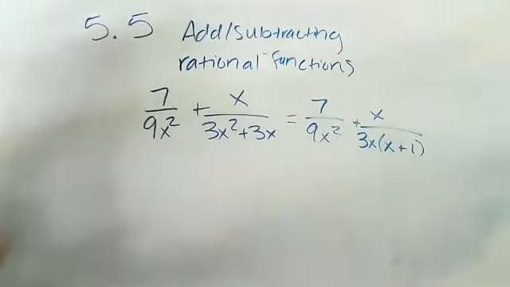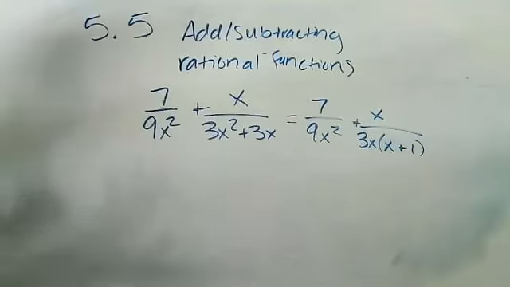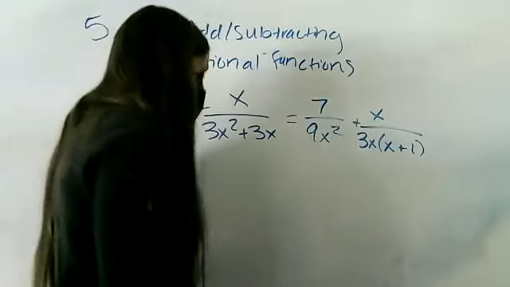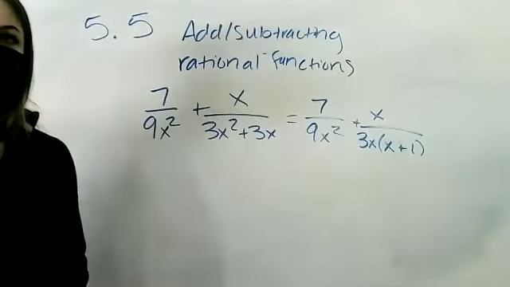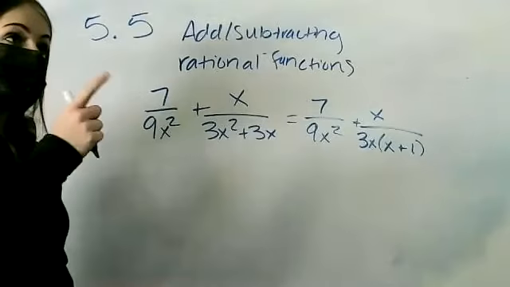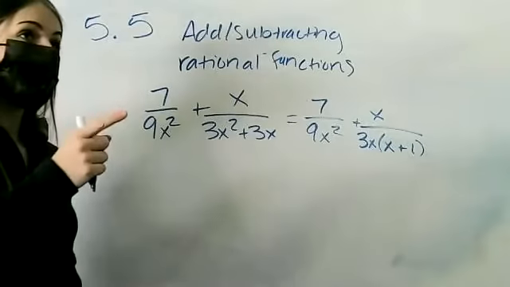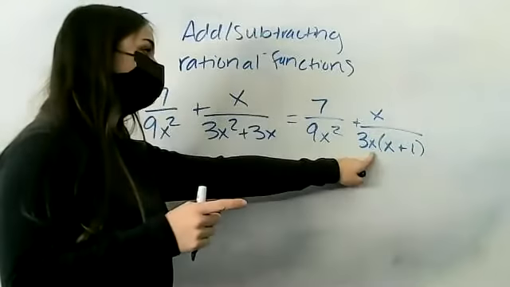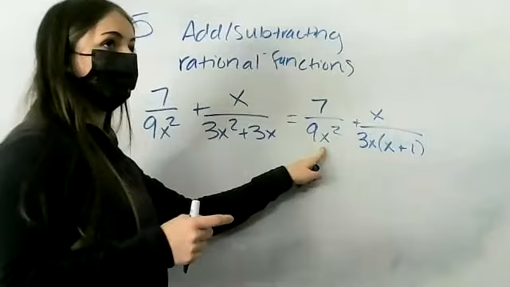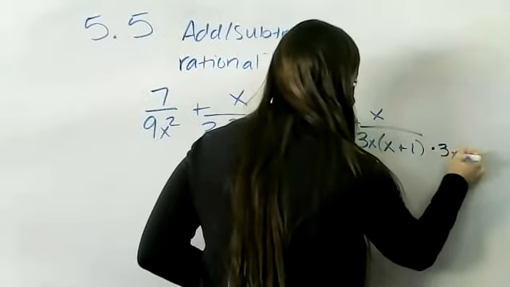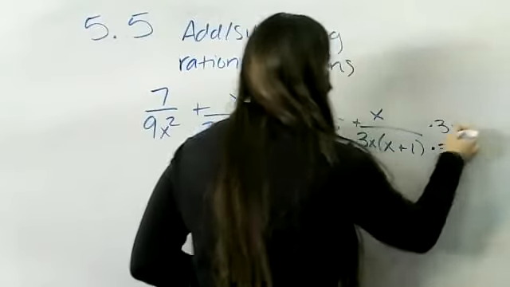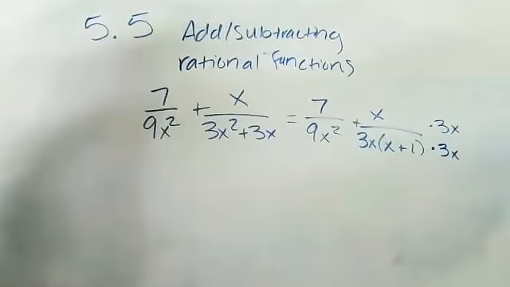Now I want to compare my 2 denominators. When I'm looking at this side, I have 9x squared. When I'm looking at this side, I have a 3x. I can't divide, but I can multiply. So what do I have to multiply this 3x by to get to 9x squared? 3x. And it goes just on the bottom? Nope, on top and bottom.